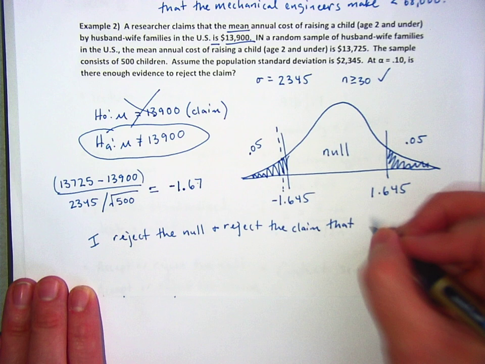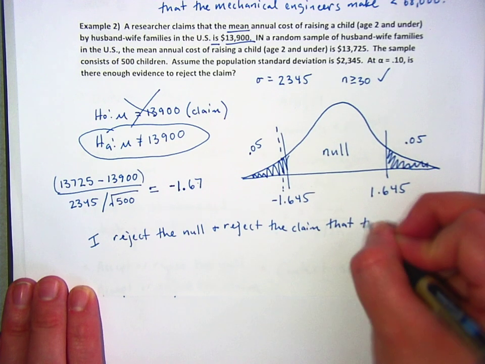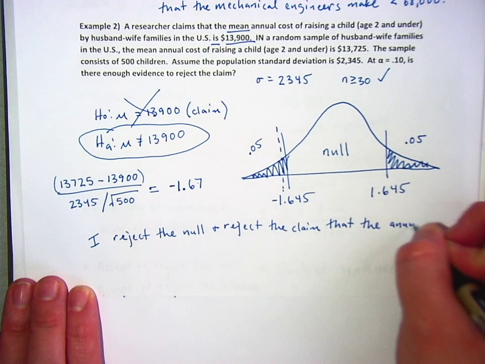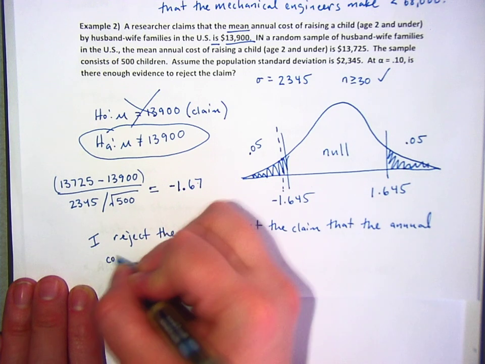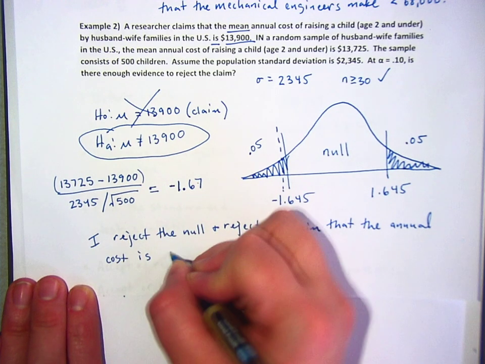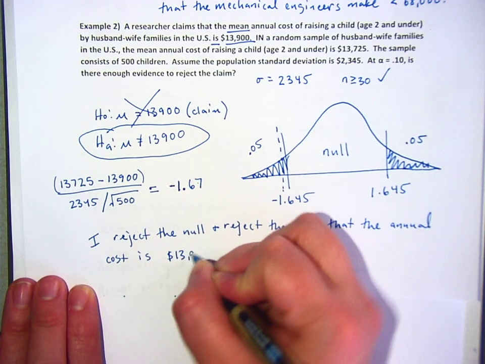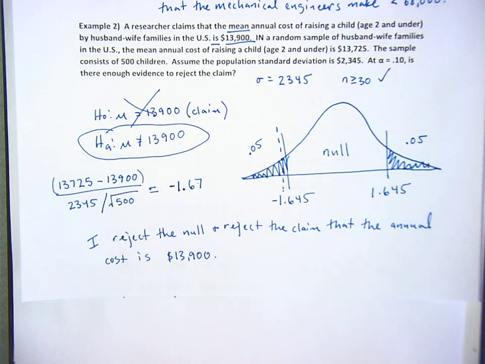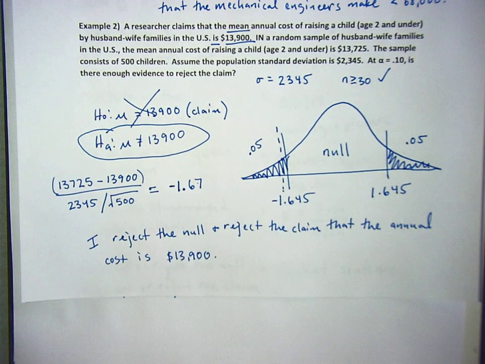That the annual cost is 13,900. You don't have to be super specific, but when you're on the AP exam, you would say the mean annual cost of raising a child under age 2 by a husband-wife family in the United States is 13,900. You do not have to say that on my homework, but I do want you to write a quick sentence just so that you remember that you have to do that.